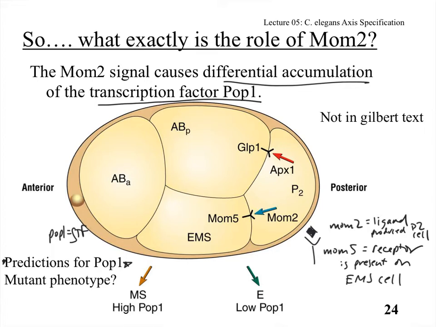So basically, if we have low levels of POP1, then that's going to mimic what's happening in the E cell. And so for the POP1 mutation, there's actually more endoderm, and this is at the expense of mesoderm.